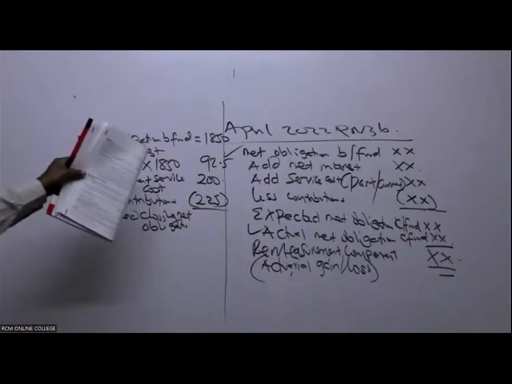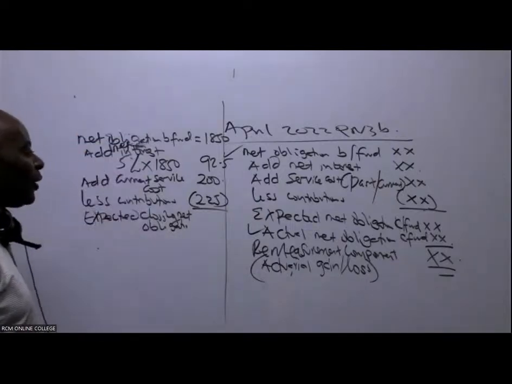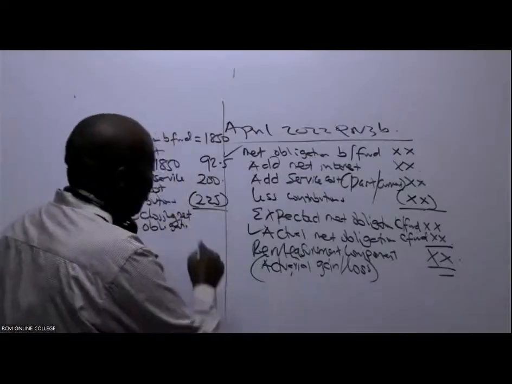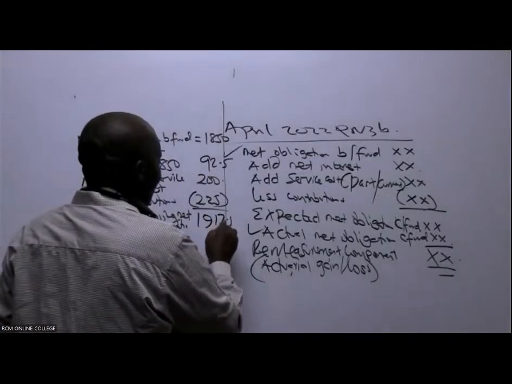So you take 1850 plus 92.5 plus 200 minus 225. So somebody is giving me 1917.5. 1917.5. Thank you very much.